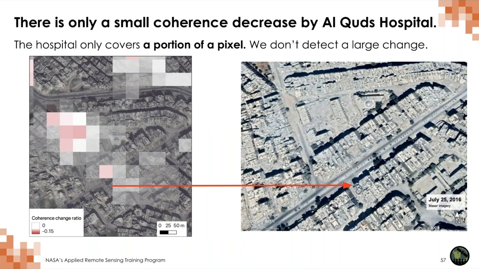Compare that to the hospital, Al-Quds Hospital. There's only slight, if any, coherence decrease. And that's likely because the hospital only covers a portion of the pixel and it didn't completely collapse. So it didn't cause a significant enough rearrangement of the radar scatterers for us to see a big enough change.